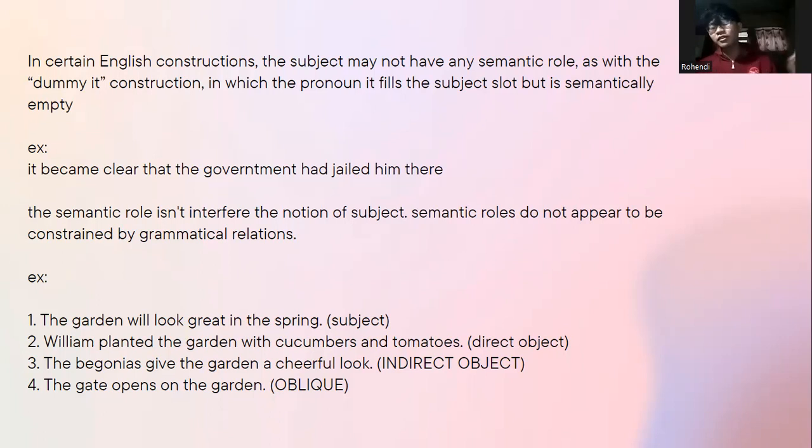"The gate opens on the garden." So the garden will not change grammatically. It changes as subject, direct object, and so on, but for the semantic role it is different. The garden ya garden itu kan. Tapi for the semantic role-nya ini locative gitu kan. Tapi kalau untuk grammarnya ini berhubung subjek, direct object, indirect object dan oblique. Ini berhubung apa?